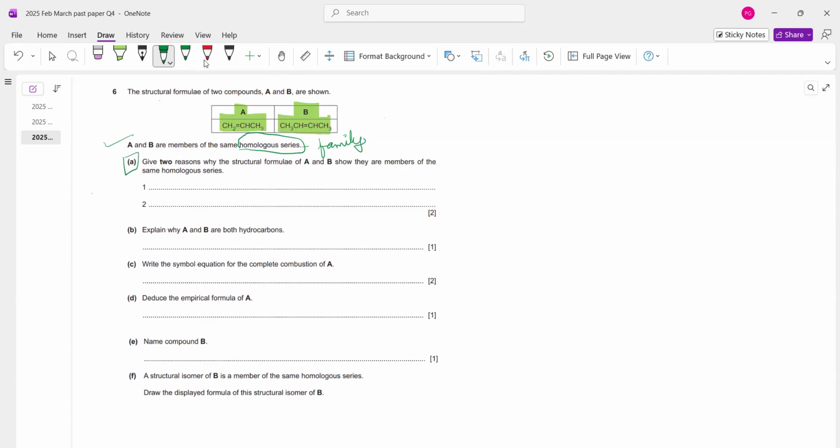Let's have a look at part A of the question. It says, give two reasons why the structural formulae of A and B, which are given, show they are the members of same homologous series or same family. So it's very simple. We can say that they both have the same functional group, which is C double bond C. That is the functional group present here. Second reason we can give is that both of them have the same general formula.